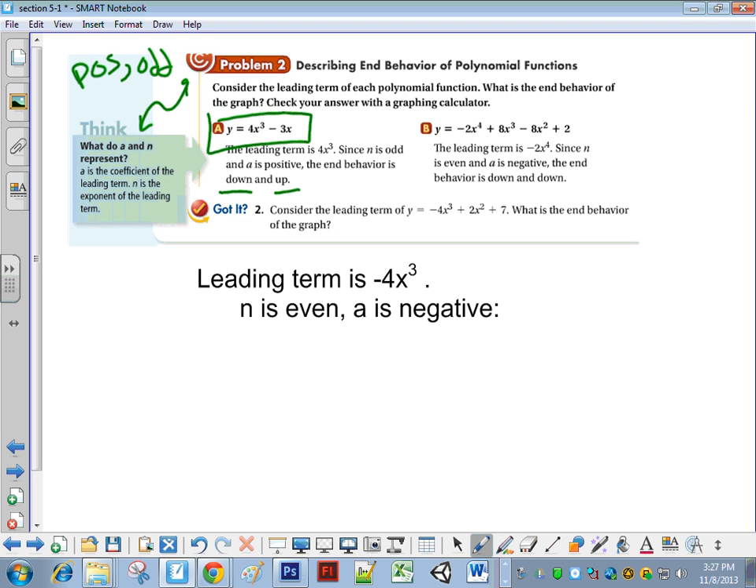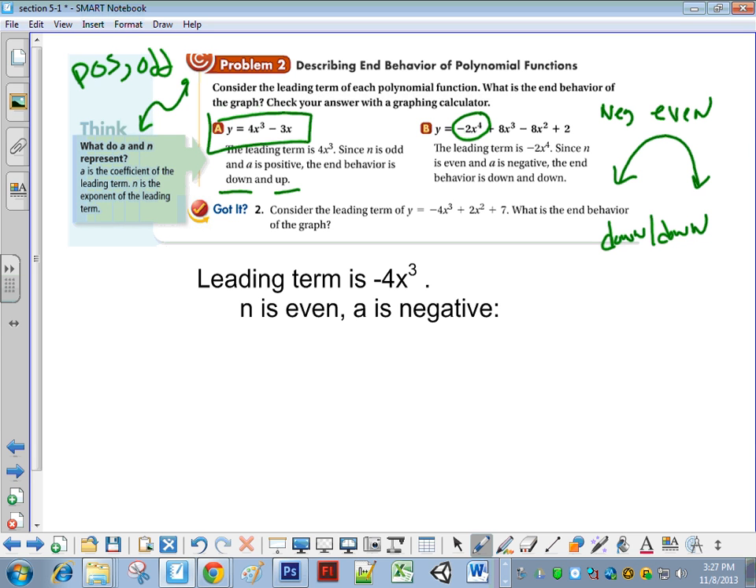Now over here, I'm just going to focus right here. So what I have on this one is negative and even. Now the evens have the same. If it was a parabola, it would have been like that. That's down and down.